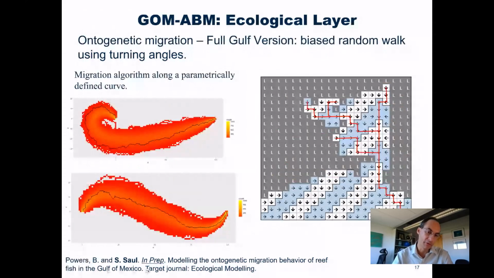And it allows fish to a lot more easily migrate, since given the geometry of the Gulf of Mexico, with these curved coastlines, it allows fish to better handle the curved coastline and move or migrate along a parametrically defined curve when necessary. We had algorithms in there to get fish out of bays and estuaries, but that was greatly improved upon and made a lot more computationally efficient.